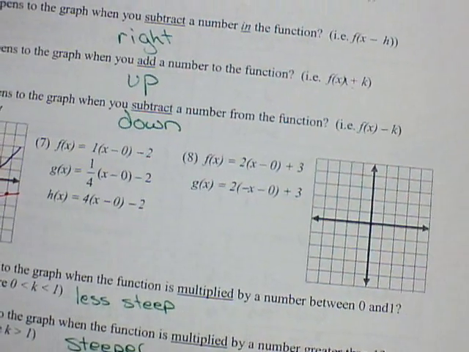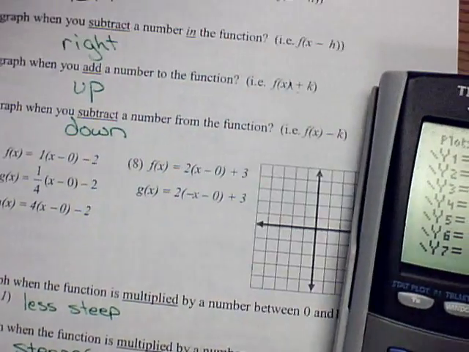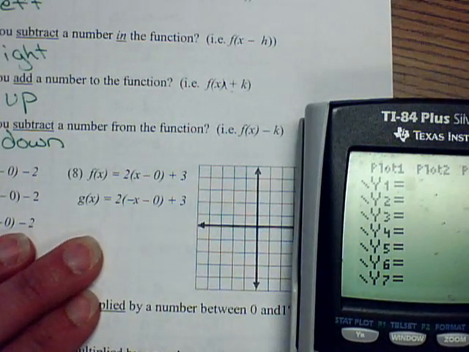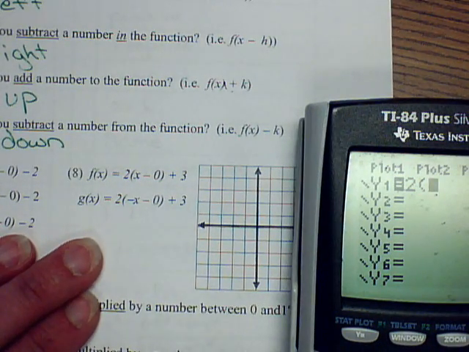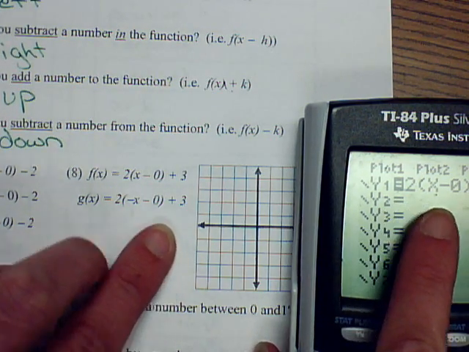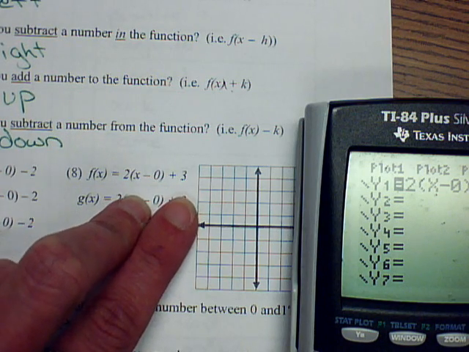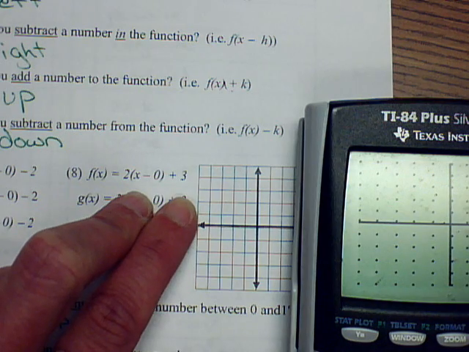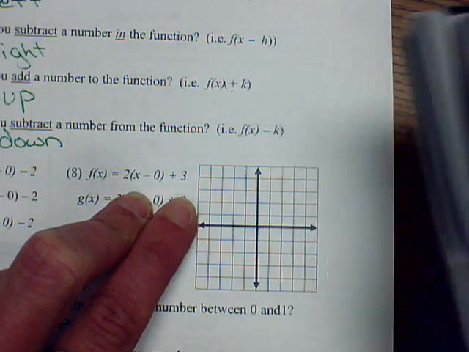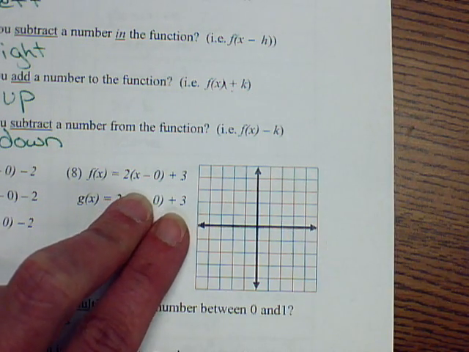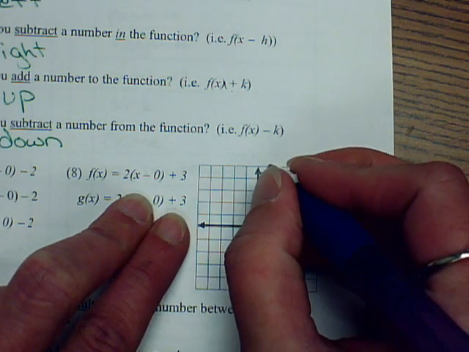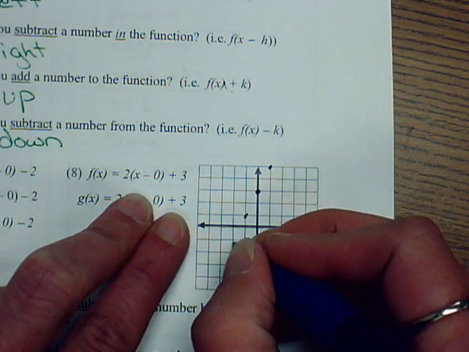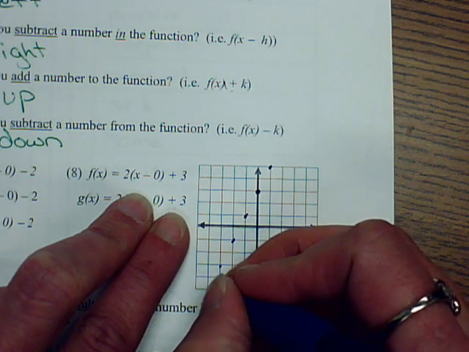Ooh. Okay. Let me clear out. I'm going to put the first one in. 2(x - 0) + 3. What do we already kind of know about this? Slope is going to be 2. And I bet instead of being at the origin, it went down, or up 3. Let's see. Up 3, slope of 2. Yep. So it's up here. Slope of 2 looks something like this.